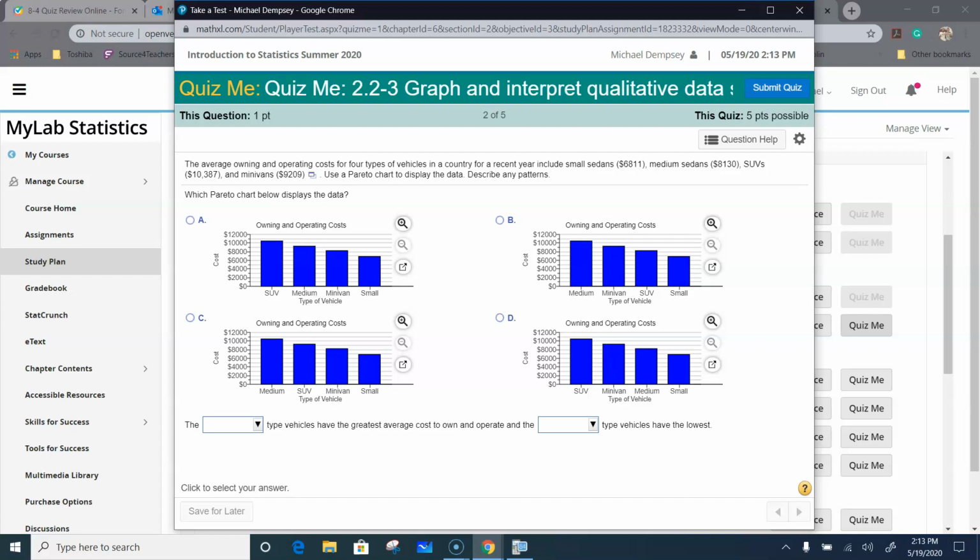So as soon as I find one, I look at A and D right away. They have SUVs the highest. The next highest ought to be the minivans. So I see SUV and then minivan. So this has to be the correct Pareto chart, right?